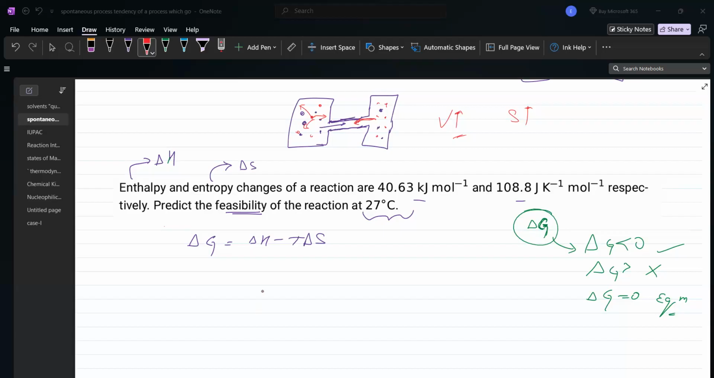So let's solve this question. You have to tell whether it is feasible or not. Yes or no. The answer I want is yes or no. Yes, the process is feasible, or no, the process is not feasible.